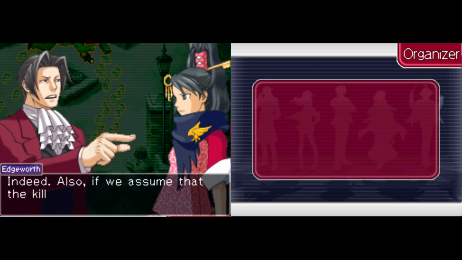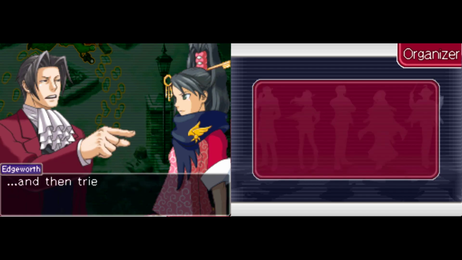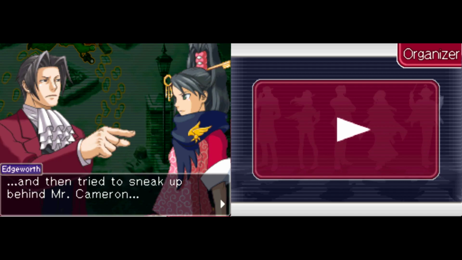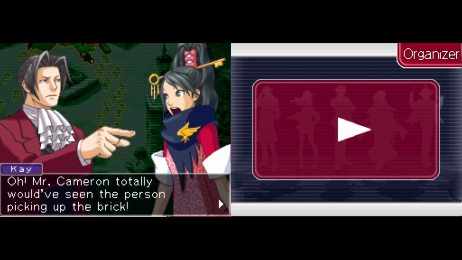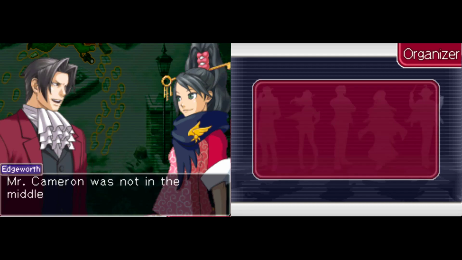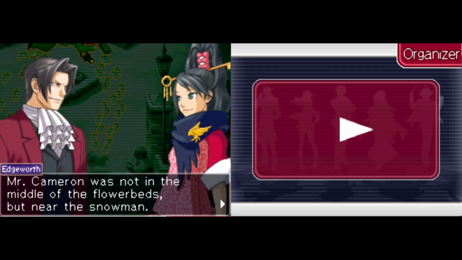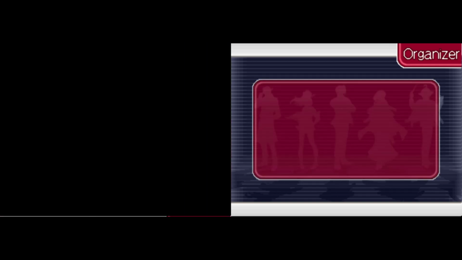Indeed. Also, if we assume the killer picked up the brick near the snowman and then tried to sneak up behind Mr. Cameron, Mr. Cameron totally would have seen the person picking up the brick. Exactly. Okay, please update the recreation. Mr. Cameron was not in the middle of the flower beds, but near the snowman. Okay, I'm on it.